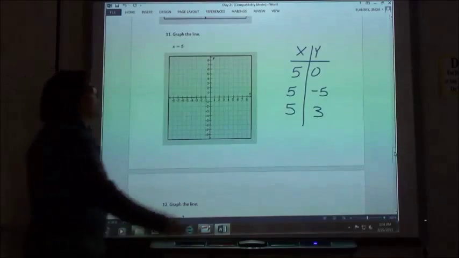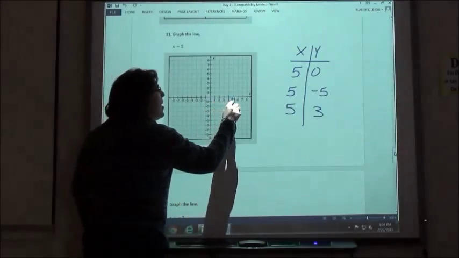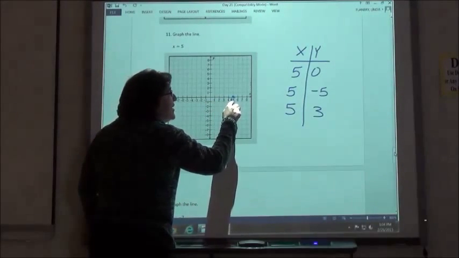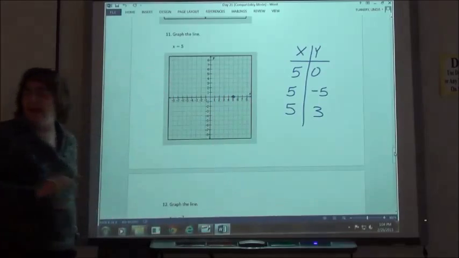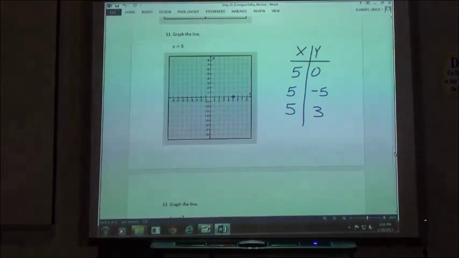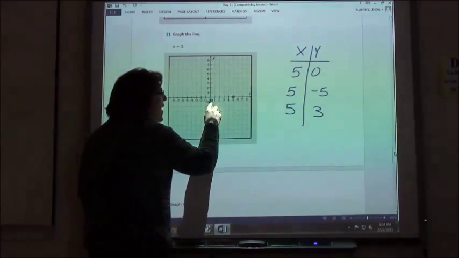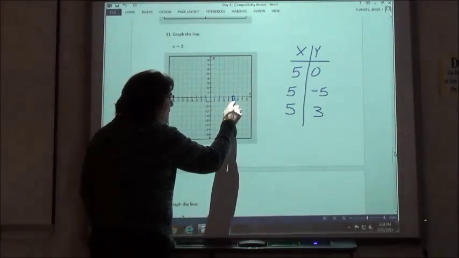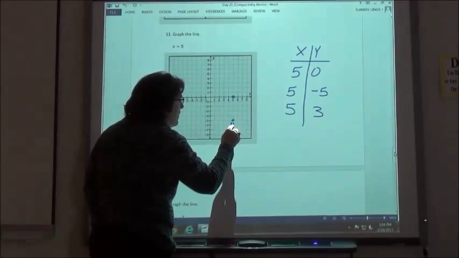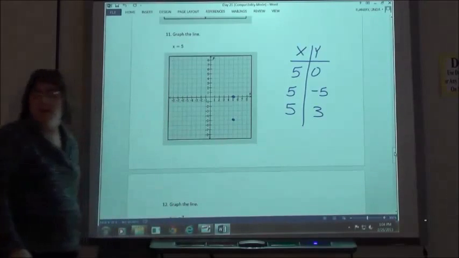So 5, 0 means I'm going to go over 5, up 0. I'm going to touch the x-axis right at 5. 5, -5 means I go over 5 and down 5. It'll be right down there, straight underneath that other one.